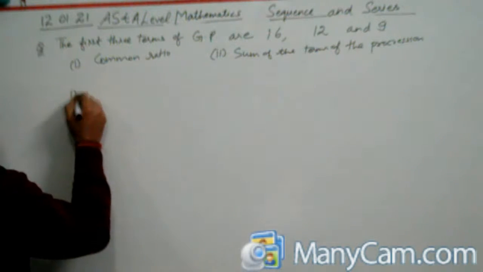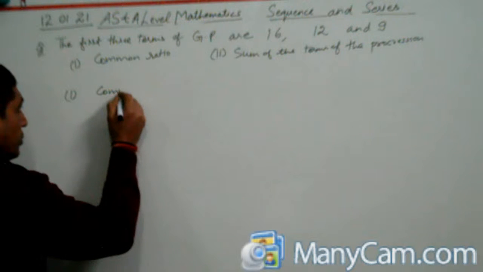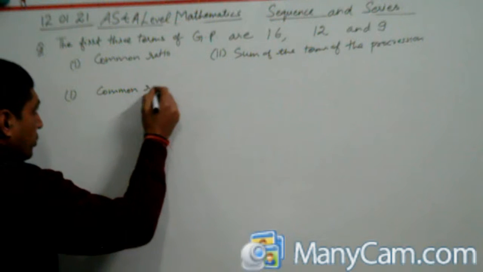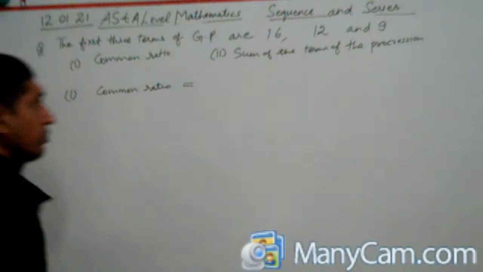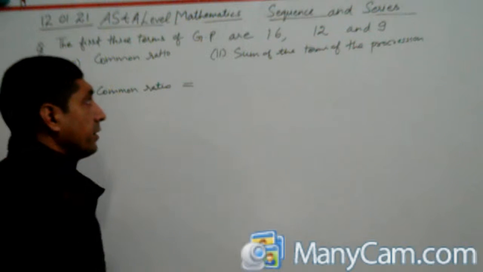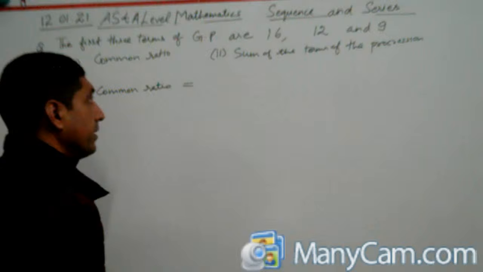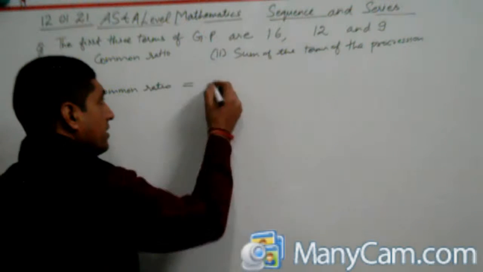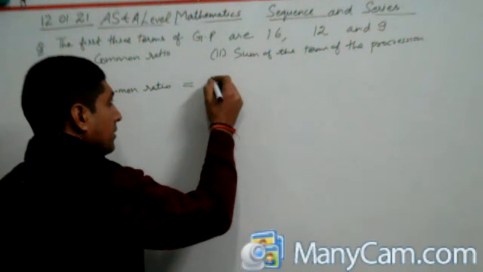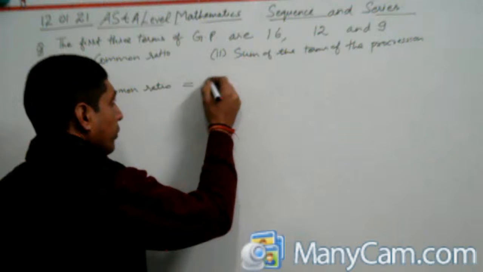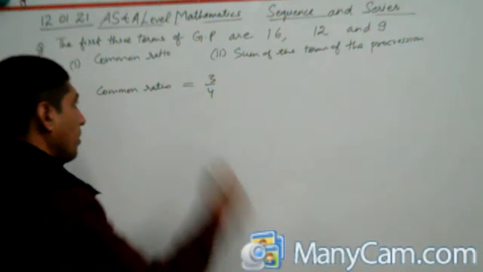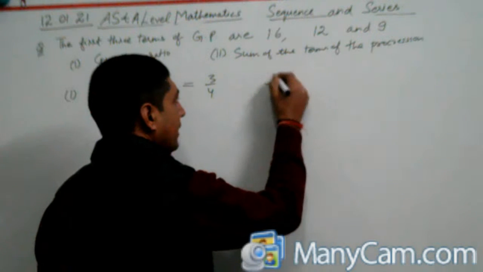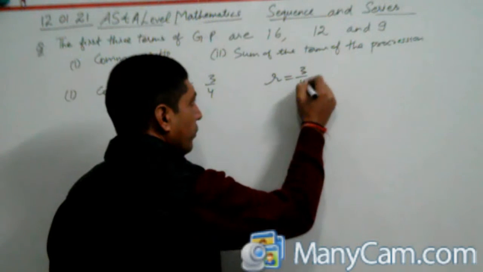Part 1, common ratio here, right? So the common ratio can be found by dividing, or sorry, multiplying 16 by 3 by 4. So what is r here? The common ratio r is equal to 3 by 4.